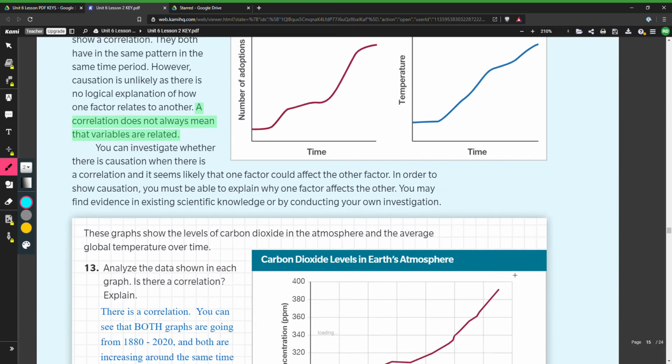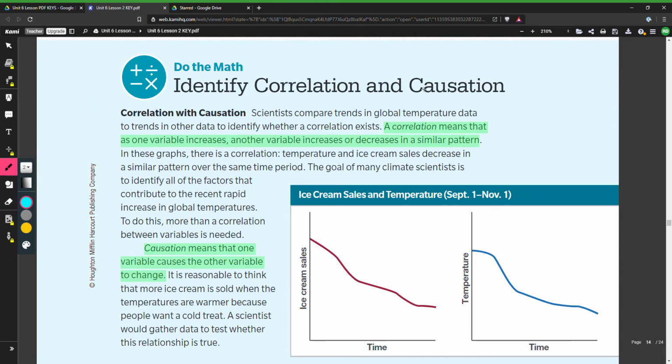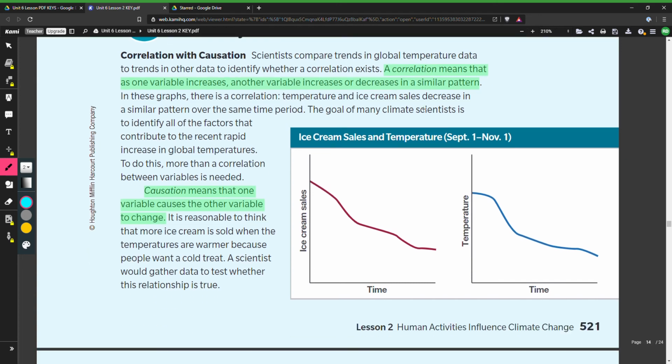So now we have these graphs, and these graphs are talking about identifying correlation and causation. And this is an important thing to understand. So right here it talks about how this is showing ice cream sales, and this is temperature. And so you can see how, as you can imagine, as it gets colder, right, you're probably not going to be eating as much ice cream. So these graphs show what we call correlation. And correlation means that as one of the things increases or decreases, the other thing is increasing or decreasing. So these two things show correlation.